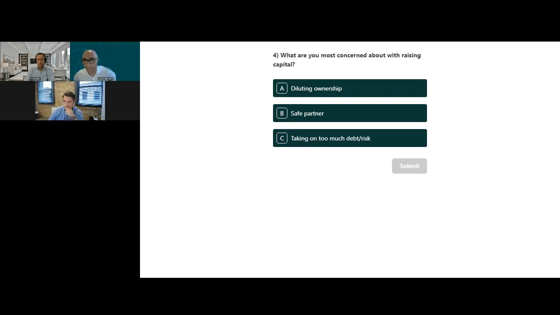Sure, yeah. Obviously, sellers, or capital raise seekers, typically have some concerns when contemplating a transaction. So we would like to gauge some of those potential concerns. This question is, what are you most concerned about with raising capital? Option A, diluting the ownership. B, safe partner. C, taking on too much debt and risk.